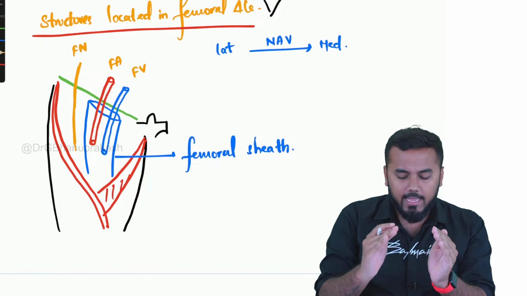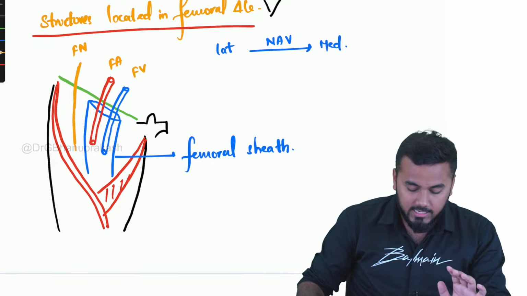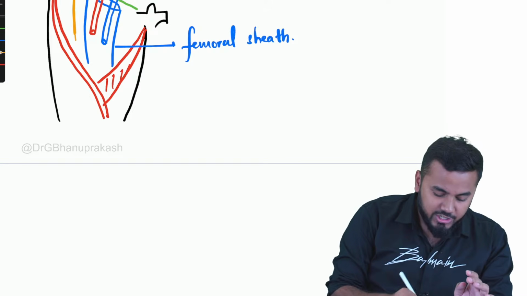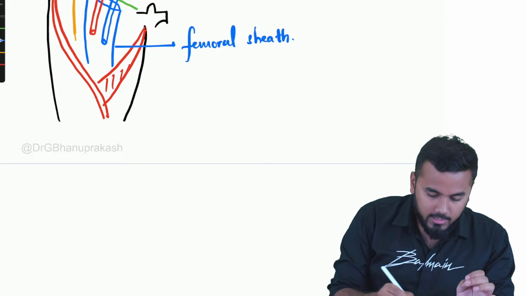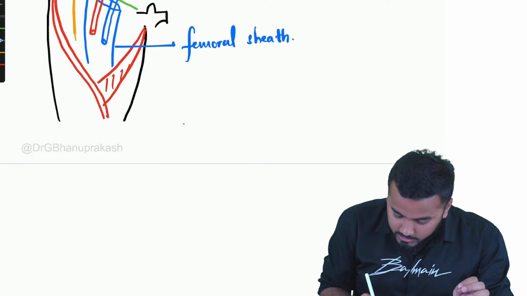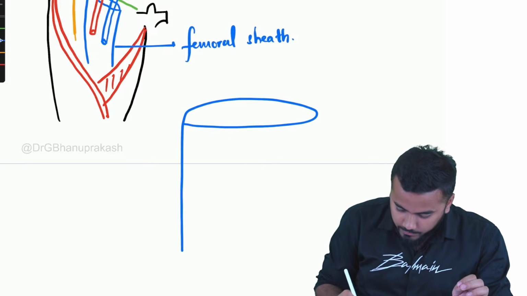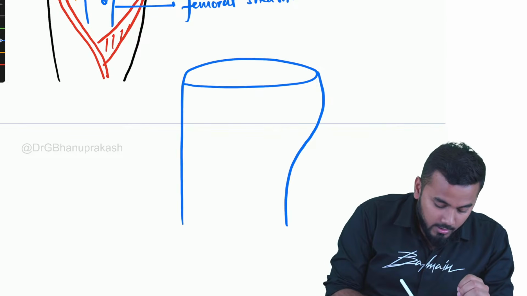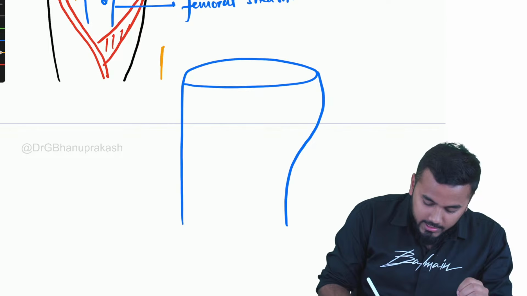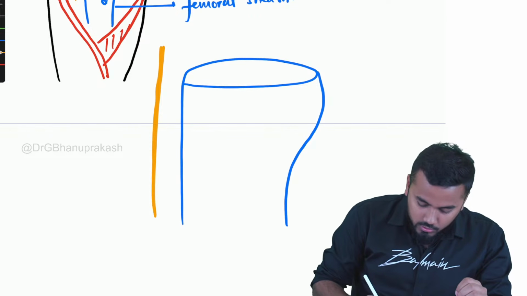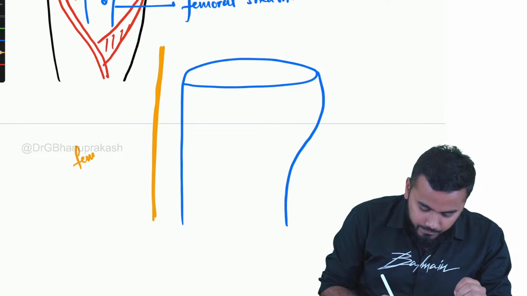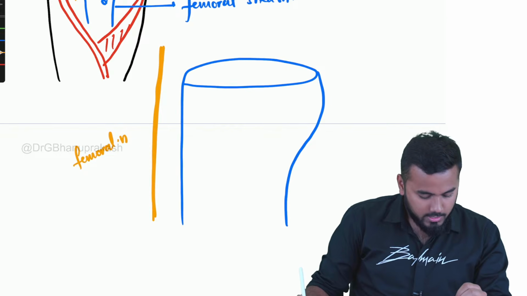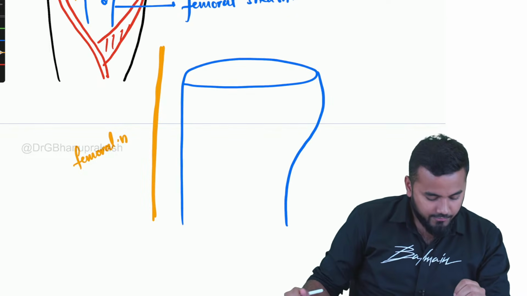Now let us take up only the femoral sheath and see, are there any other additional structures within this? So this is your femoral sheath. Outside the femoral sheath, what was there? This is your femoral nerve. Outside you have the femoral nerve.